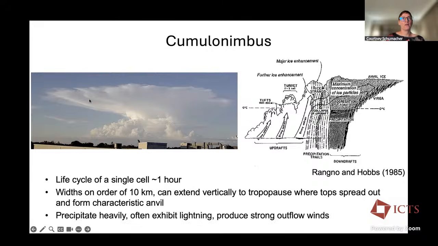We care about these cumulonimbus because they precipitate heavily. They often exhibit lightning, so you have to have that mixed phase region for the charge separation that allows lightning to form. Of course, at the surface, there can be strong outflow winds. So these are very impactful storms.